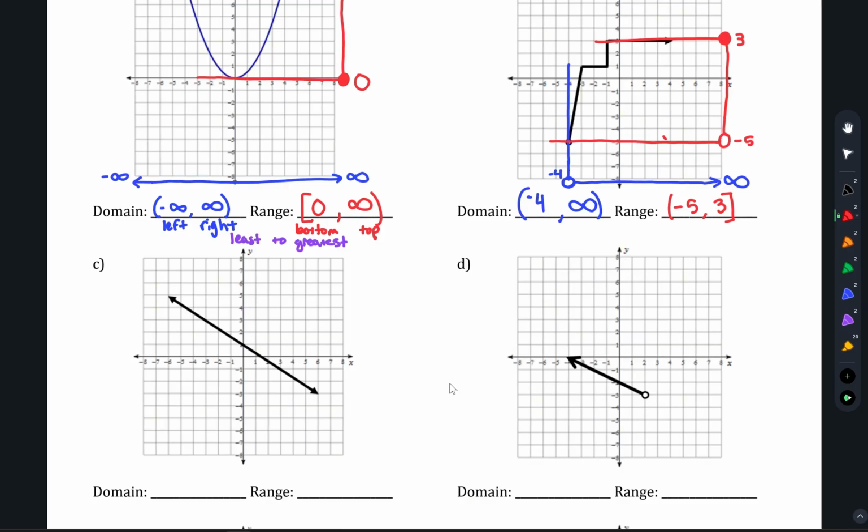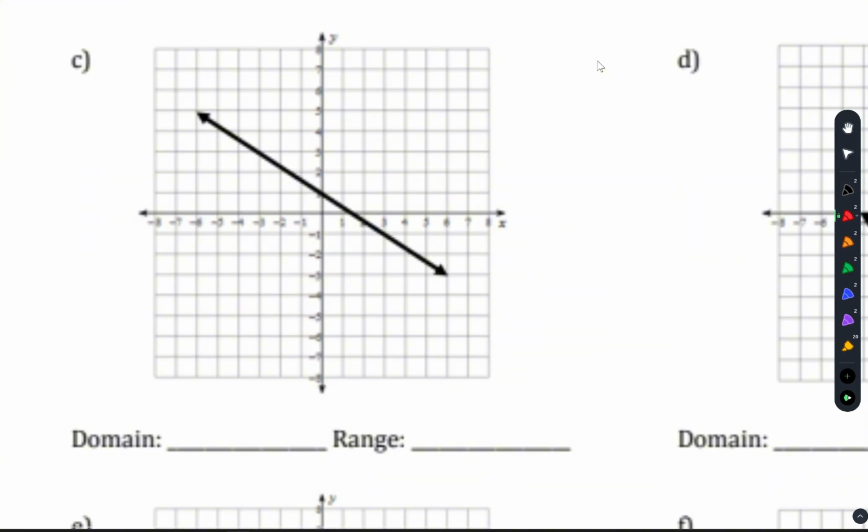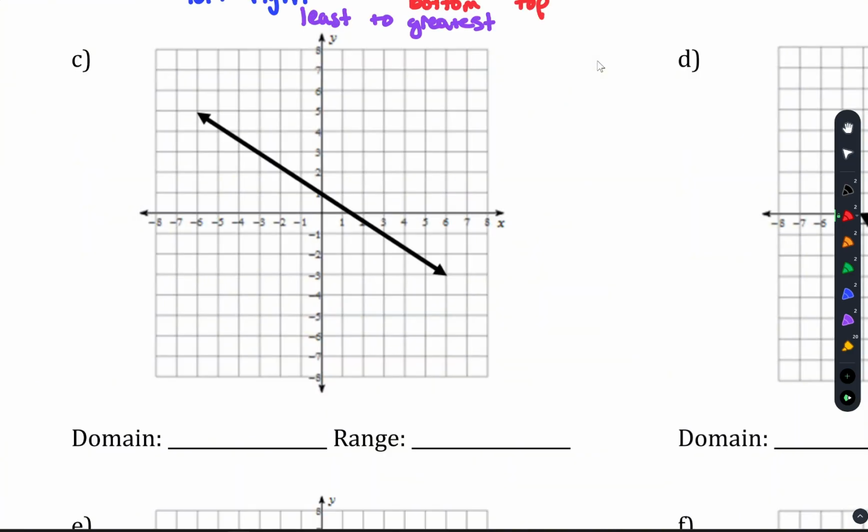I think letter C is a super interesting one, so definitely one that we want to talk about. What's the domain here? Anybody want to give it a go? Jaden? -infinity to +infinity. These arrows are pointing left and right. So I'm going from -infinity to +infinity. Perfect. What about the range? Anybody want to give that one a go?